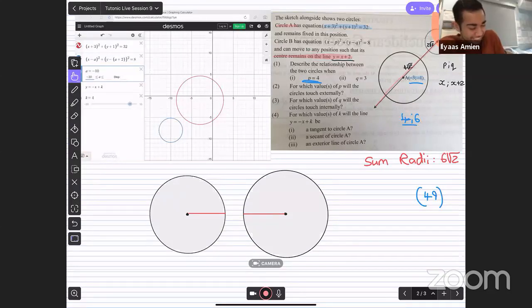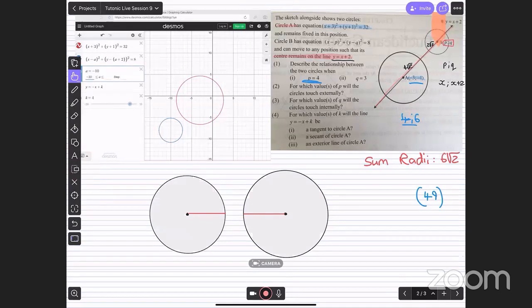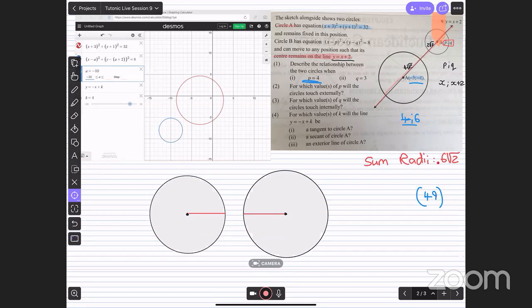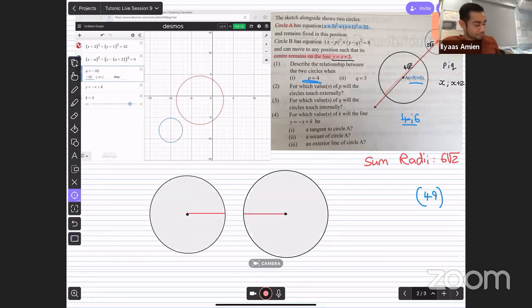Okay. So what part is confusing? Where did we get 6? We asked you what's the sum of their radii, and you said it's 6 root 2. Oh, yes. So the sum of their radii is 6 root 2, and the distance between their centers is 7 root 2, which means that the circles must not be touching. Do you see that?